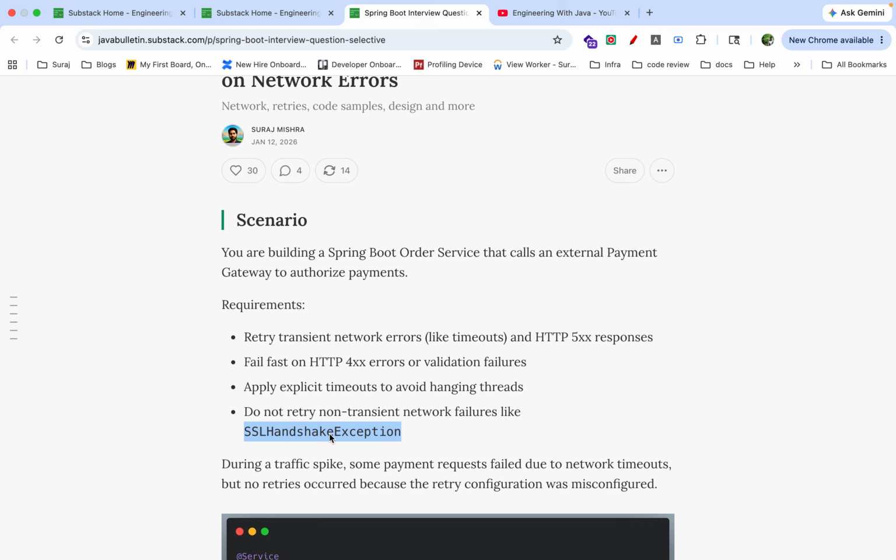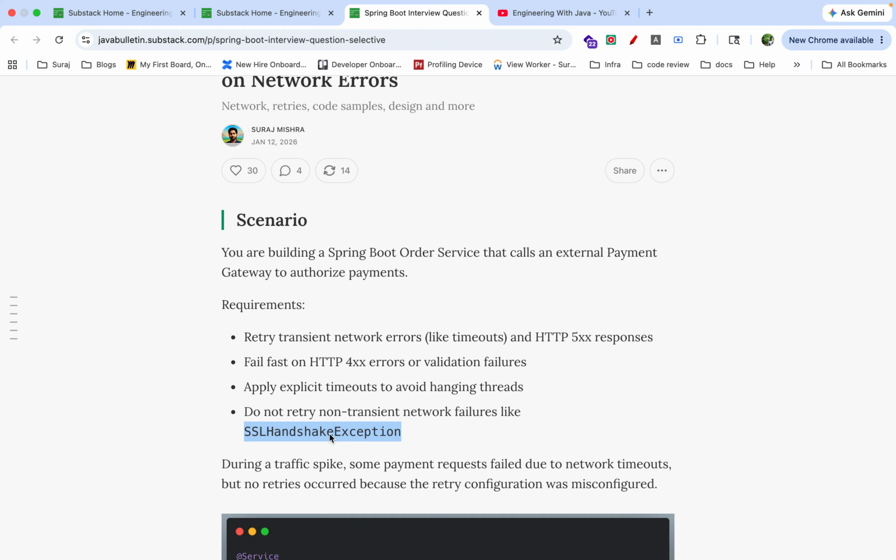So SSL handshake exception means we have some misconfiguration. Apply explicit timeouts to avoid hanging threads, that's understandable. And also fail fast on 4xx errors, because those are also non-recoverable. And validation errors, yes, they're not recoverable. But if you see the first point, it says retry transient network errors.